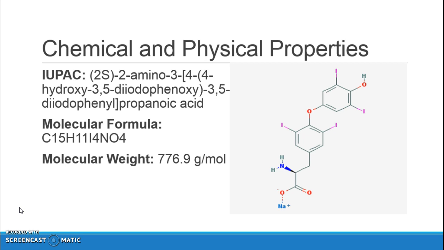Chemical and physical properties. This slide shows the IUPAC name of levothyroxine. The molecular formula is carbon 15, hydrogen 11, iodine 4, nitrogen, and oxygen 4. The molecular weight is 776.9 grams. Here we have a picture of levothyroxine's molecular structure.